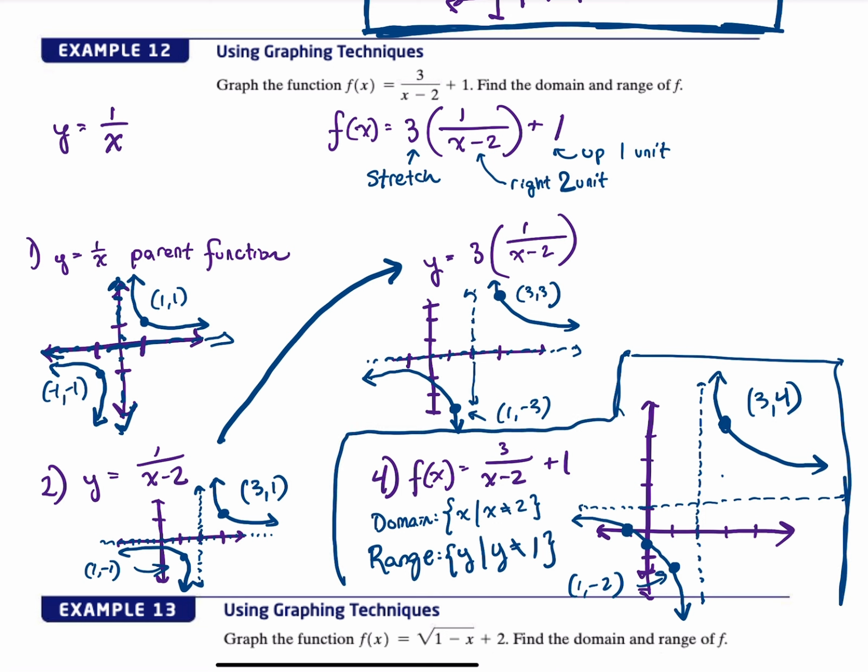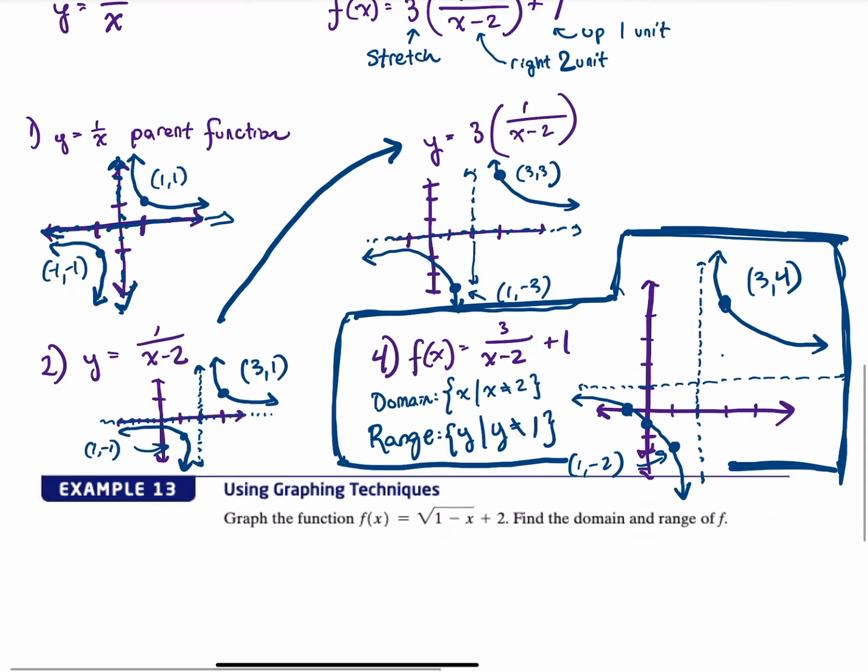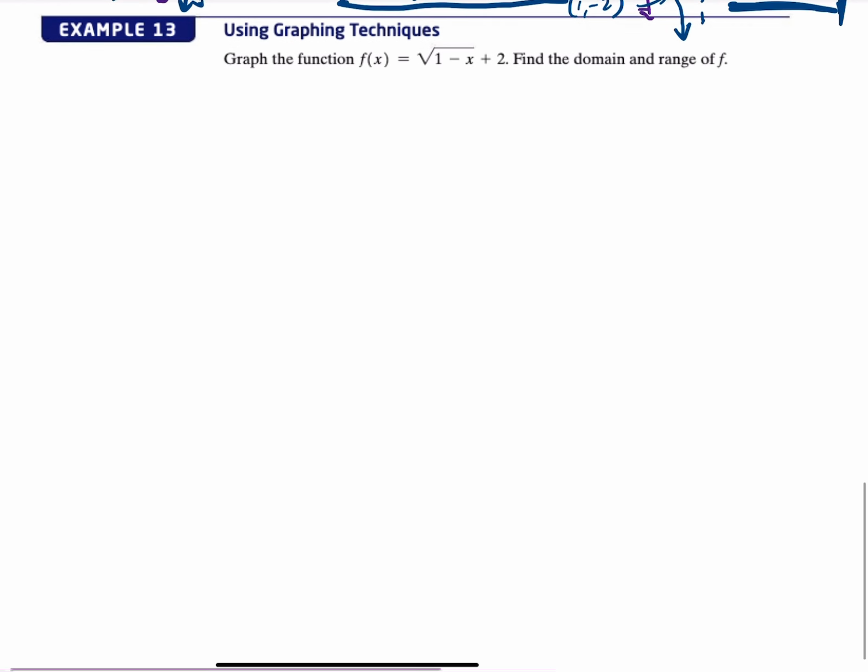But this is the technique of graphing by a series of transformations, doing one at a time until you have your final graph. So let's see one more example of this. And I'll try to be a bit neater. Okay, so what is our function? We have f of x equal to the square root of 1 minus x, plus 2.